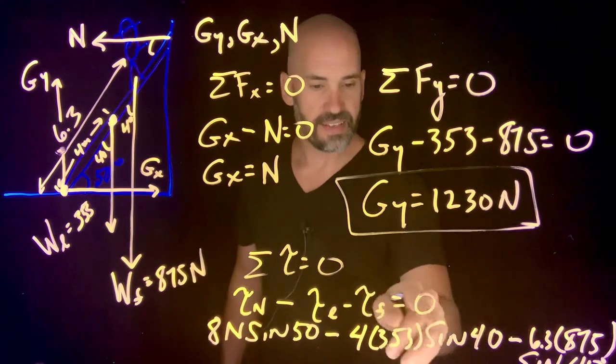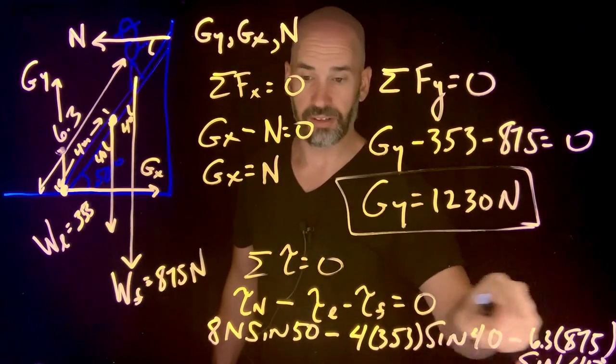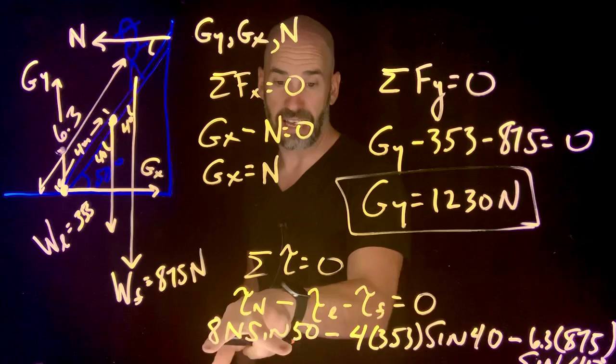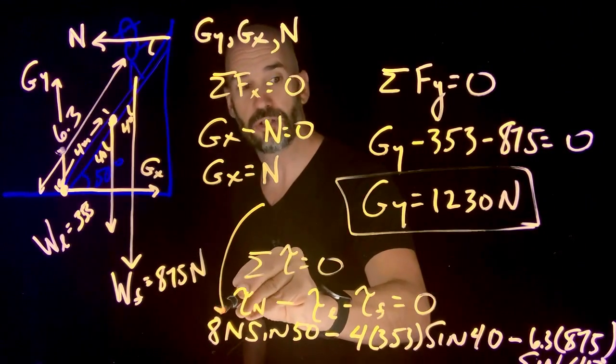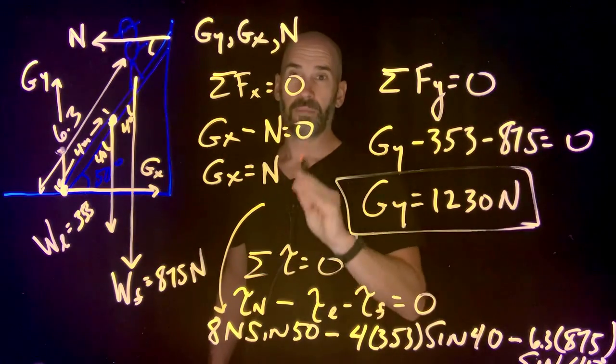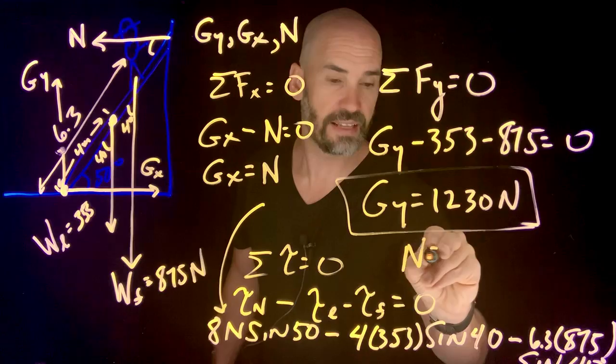I hope I'm still on the screen, but if I'm not, we have all these torques equaling 0. This has a value you just put in your calculator. That has a value you just put in your calculator. That has 8 times sine of 50, that has a value, which means solving for n is super, super easy, right? Pause the video if you like, solve for n. Tell me if you get the same thing that I get.